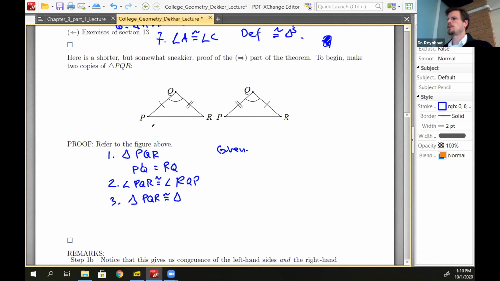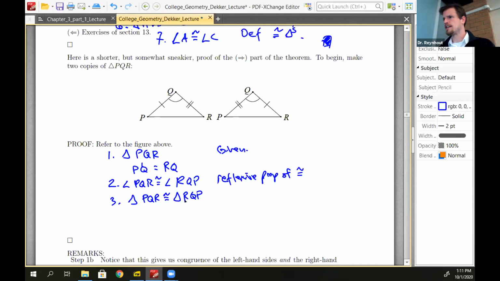So PQR is congruent to RQP. Oh, sorry, this was the reflexive property of congruence, right? Because it's the same angle, it is congruent to itself. And here we want to be careful. While technically it's the reflexive property of congruence, to say the reflexive property of congruence, we would need triangle PQR is congruent to triangle PQR. But that's not what we have.